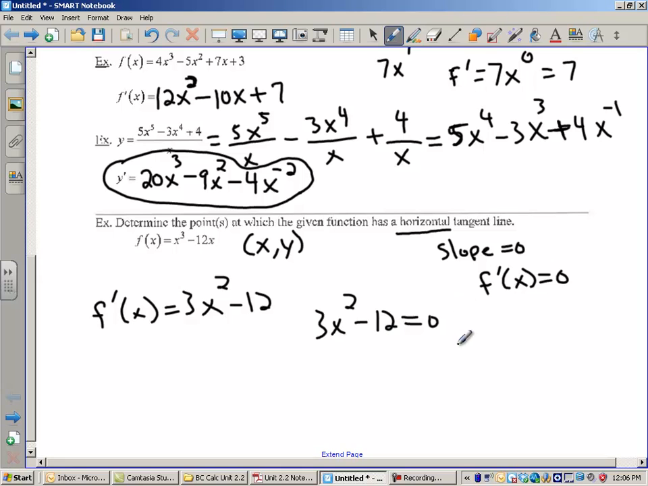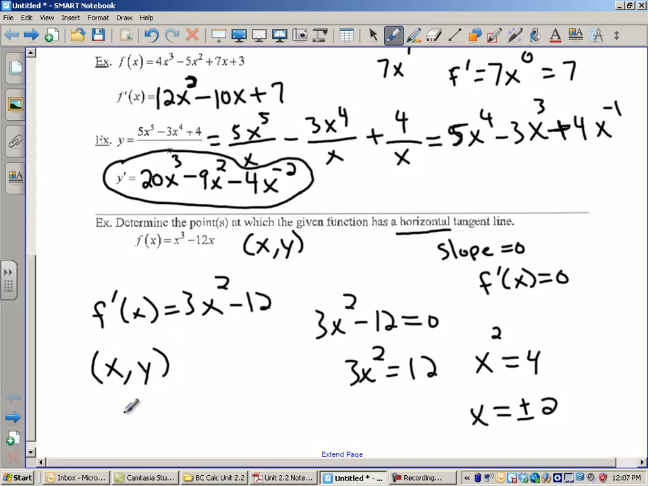So I guess I'm going to add 12 to both sides, and then I'll divide by 3, and then I'll take the square root, and I get two places, plus and minus 2, where we have a horizontal tangent line. Now, I told you earlier that the points have to be x comma y. These are my x points. I actually have two solutions here, 2 comma something and negative 2 comma something.